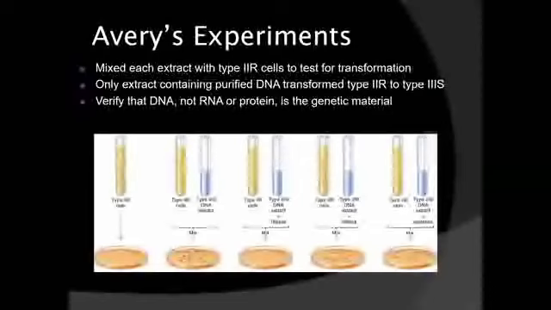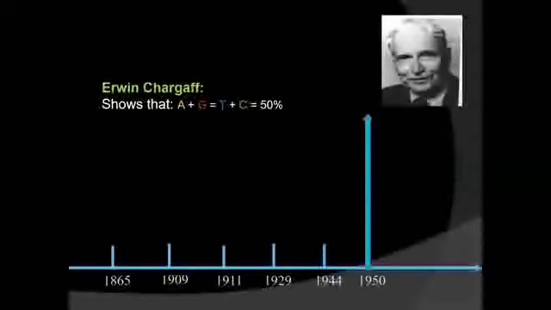Whereas in the rest of the mixtures, where he used an RNase to degrade RNA, it did not result in smooth colonies, did not change the phenotype, or a protease that degraded the proteins did not change the phenotype. However, the only change was visible when the DNA was present in the mixture.